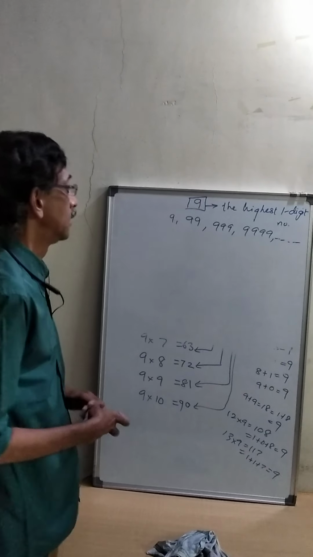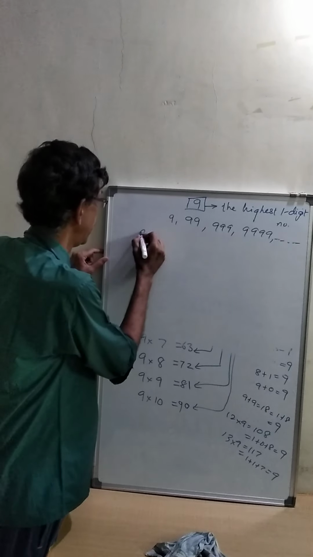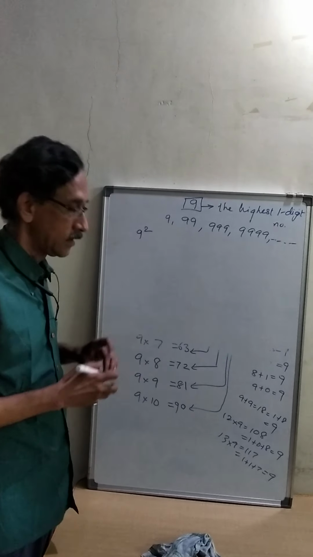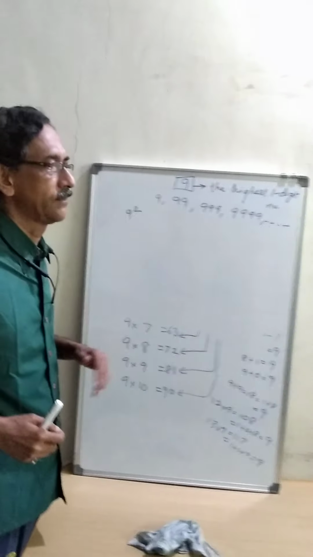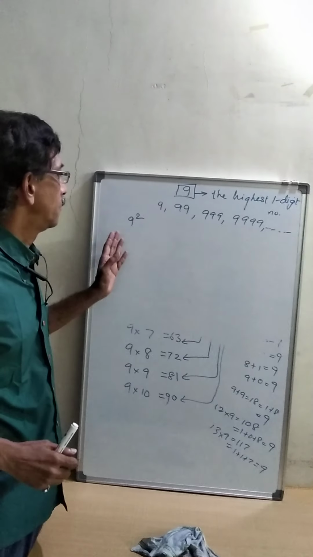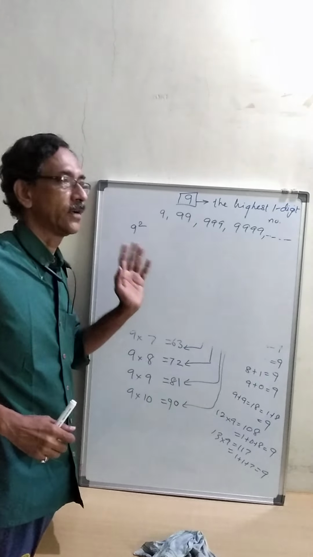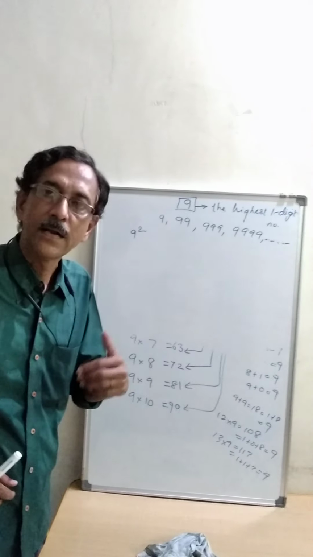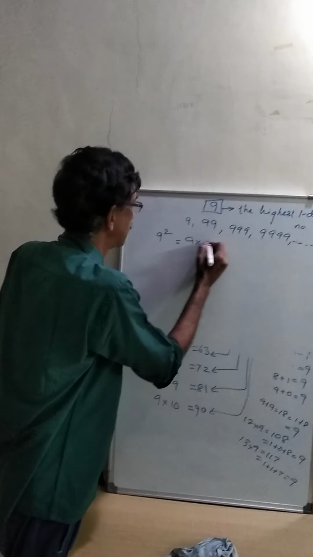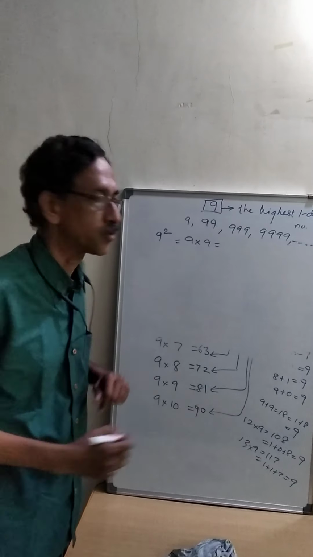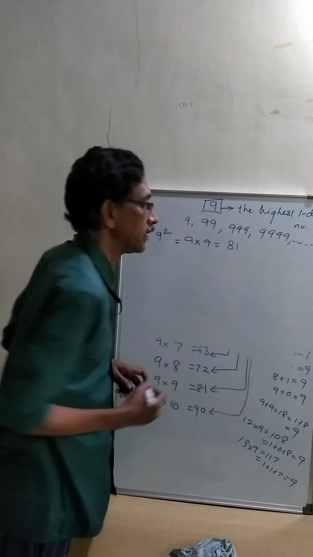Okay. When you say 9 square, now normally the squares of numbers are taught after say 5th or 6th standard. So the square of a number is the number multiplied by itself. So 9 square is 9 into 9. We know the table of 9, so we can straightaway write 81.